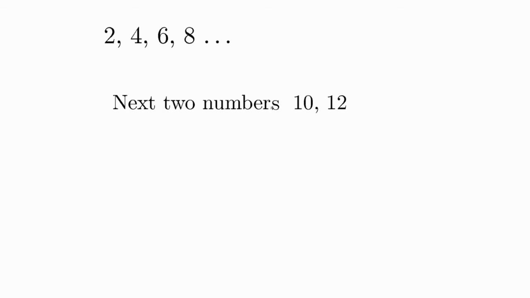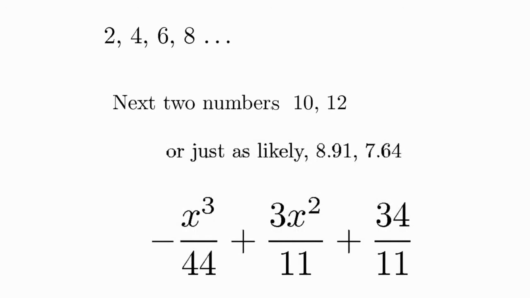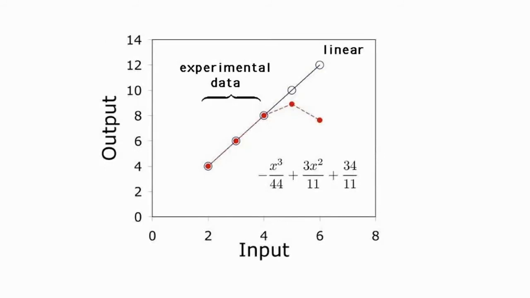Now, I can have that same sequence but use a different equation here. So if I plug in 8 into x, then I will get 8.91. If I plug in 6 into x, I will get exactly 8. If I plug in 4, I will get exactly 6. And if I plug in 2, I will get exactly 4. But going beyond that, I have different extrapolations. So we are using a completely empirical method, and therefore, we don't know whether the linear function or the nonlinear function is correct. We only have experimental data going from 2, 4, 6, and 8.